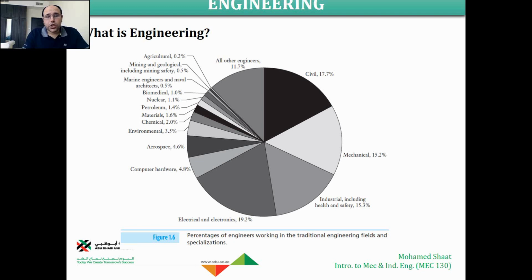This figure shows a comparison between the different majors or different specializations of engineering. So these are the engineering specializations or majors of study. Specialization means that you are specialized as a mechanical engineer or electrical engineer. This is basically upon graduation. After you graduate, you're going to be specialized in mechanical engineering or electrical engineering, depending on your experience.